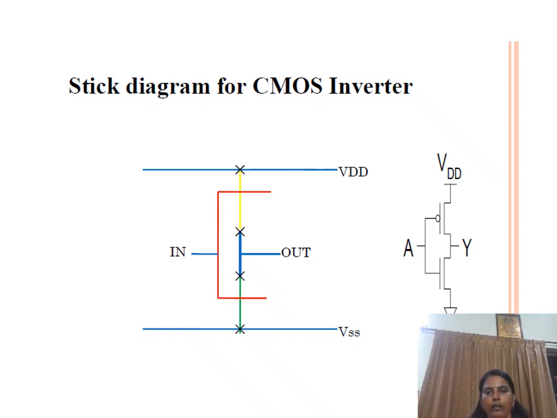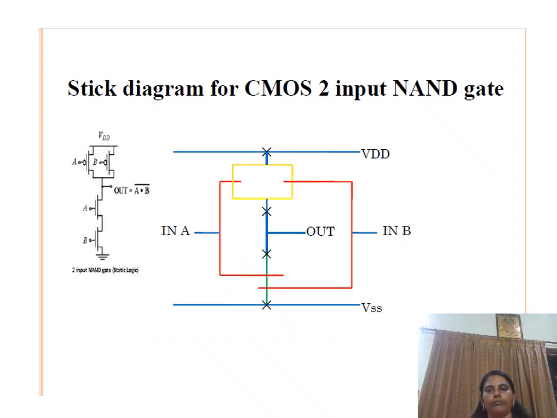So this P diffusion touches the metal wire, so we need a contact. Similarly, the metal wire and N diffusion are going to touch each other, so we need a contact point. Similarly, our N diffusion and the ground line are going to touch each other. So again, we need one more contact point. So we need a total of 4 contact points to represent one static CMOS inverter. Hope this is very clear to all.